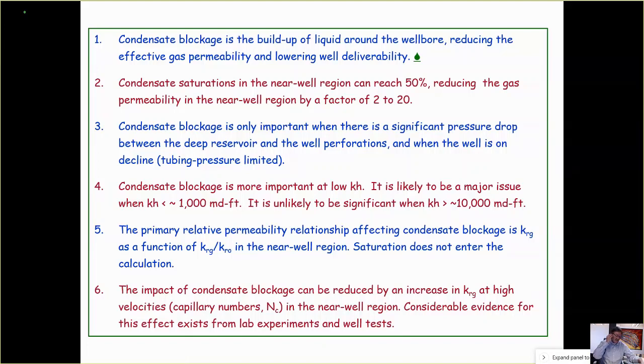Okay. So I think this is a good time to just take questions or thoughts. This is what I knew before I came to the course, or just thoughts about this. This is the summary of the effect of condensate blockage.